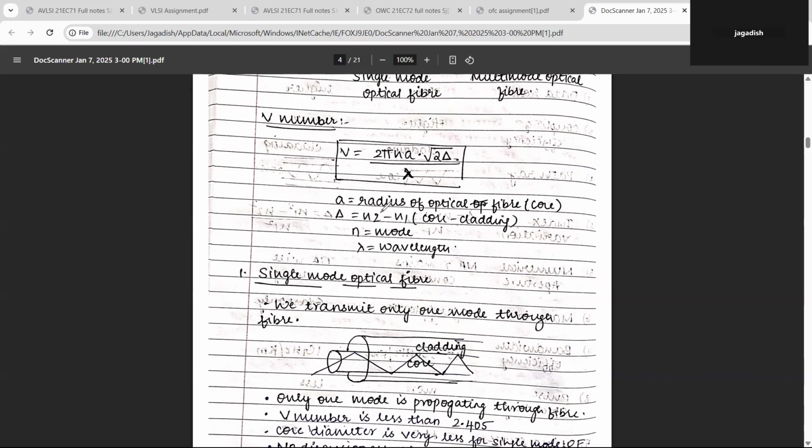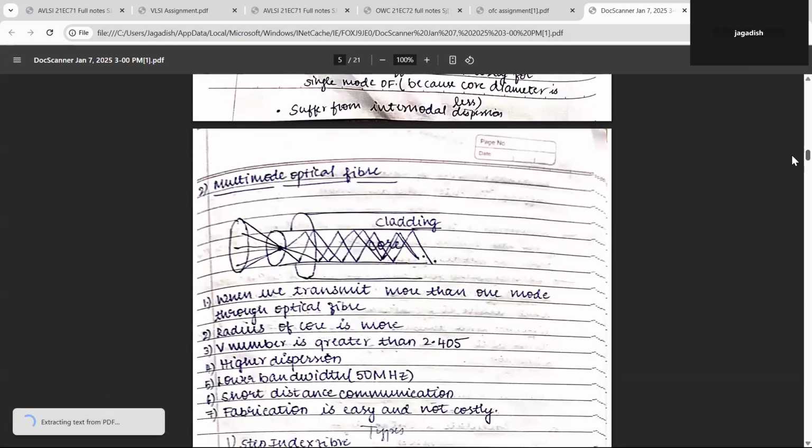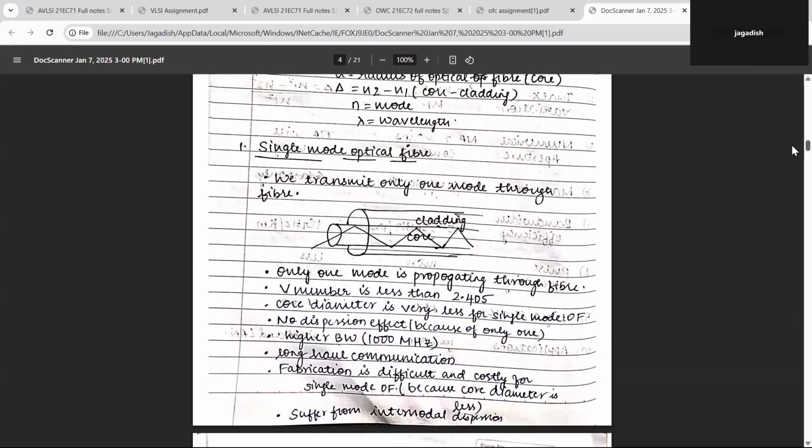So first, a is the radius of the optical fiber. Delta means N1 minus N2, core minus cladding. N2 is the cladding. N is the mode; when I do problems, you will understand. Lambda is the wavelength. Single mode optical fiber and multi-mode optical fiber are very important for 6 marks again.